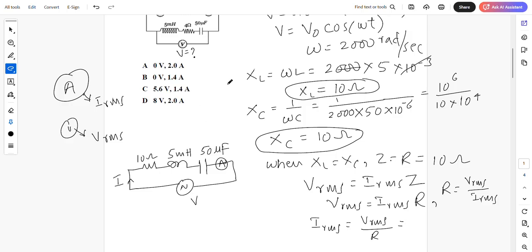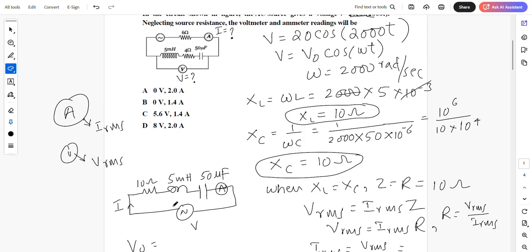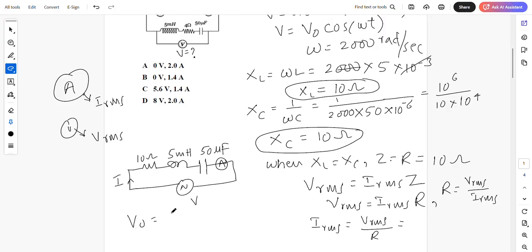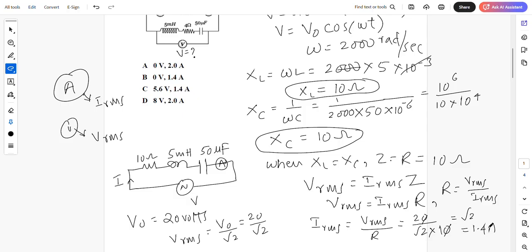How much is Vrms? What is given? V naught is given. If you compare this equation, V naught will be equal to 20 volts. Vrms is equal to V naught by root 2, that is 20 by root 2. So Irms is 20 by root 2 into R, and R is 10. This 0 gets cancelled. 2 by root 2 is equal to root 2, that is equal to 1.4 amperes. That is what is shown here and here.